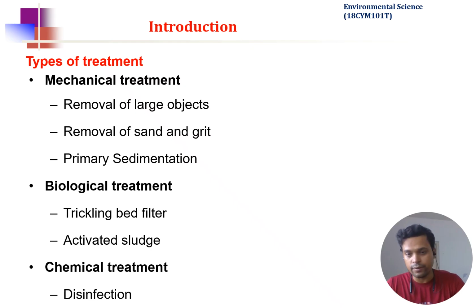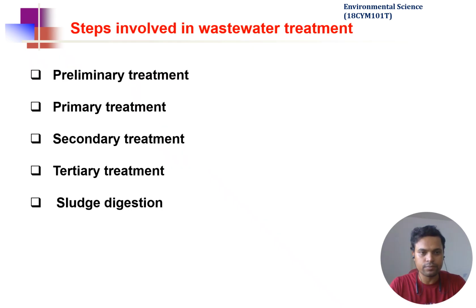And there are two different methods. One is the trickling bed filter, and another one is activated sludge. Then chemical treatment is basically how to remove whatever microorganisms were produced during the biological treatment. So we call it the disinfection method. Okay, so these are the very important steps generally involved in a wastewater treatment plant.